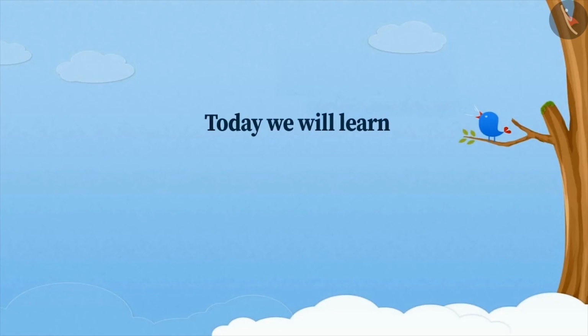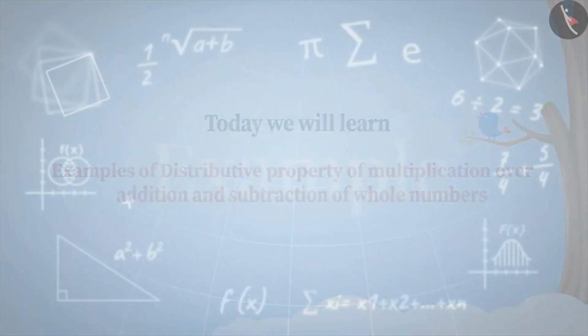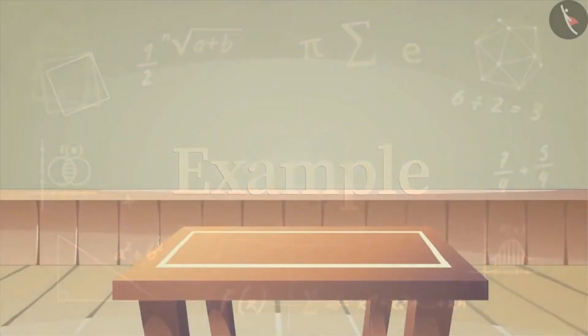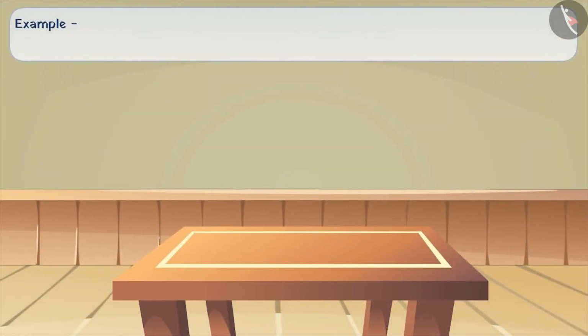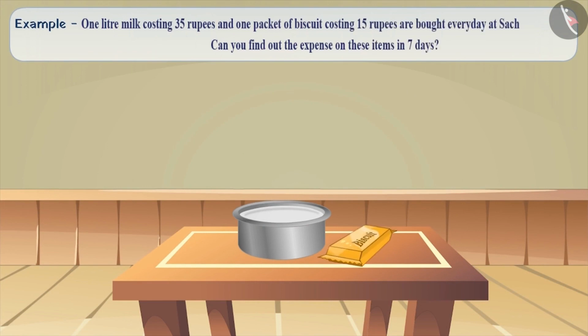Today, we will see examples of distributive property of multiplication over addition and subtraction of whole numbers. 1 litre milk costing 35 rupees and 1 packet of biscuit costing 15 rupees are bought every day at Sachin's house. Can you find out the expense on these items in 7 days?